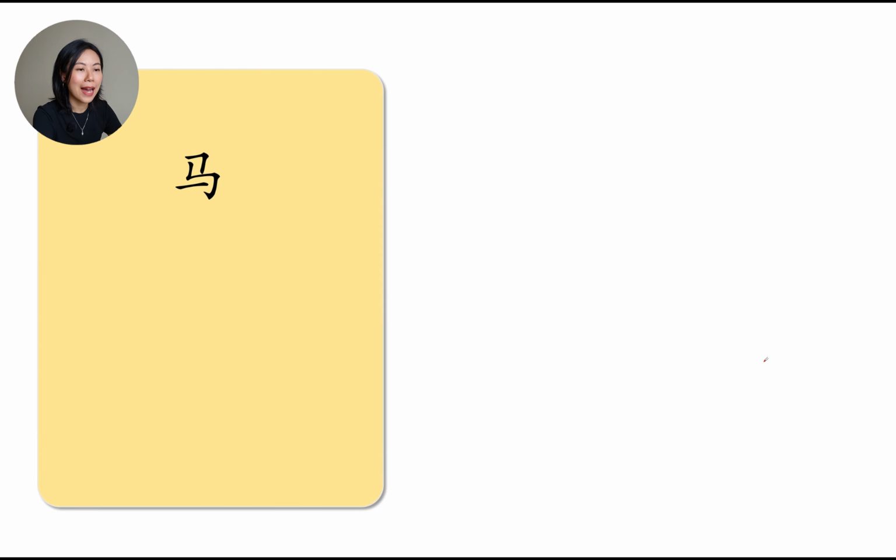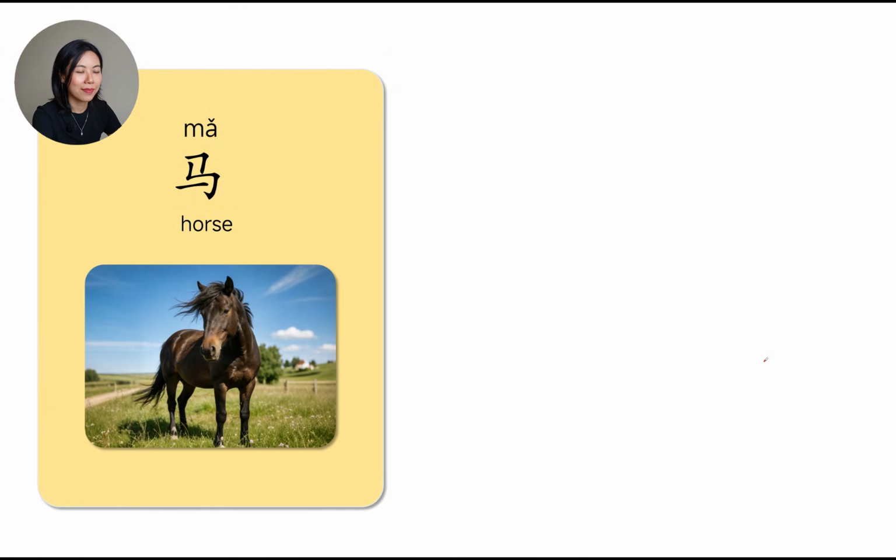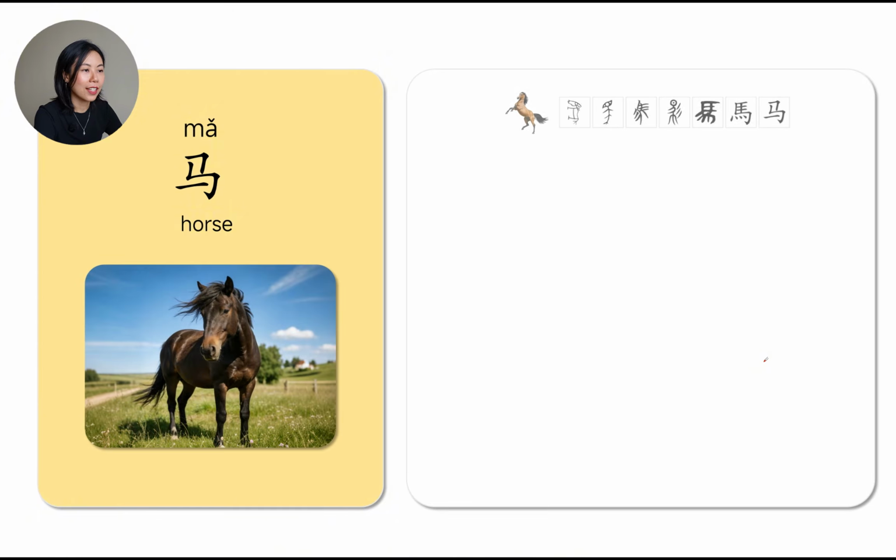下一个 next one. 马 horse. And here is the evolution of the horse. You can see the character evolved from the look of a horse. After thousands of years of evolution, now here is the 马 character in the modern days. Now let's learn how to write the 马.